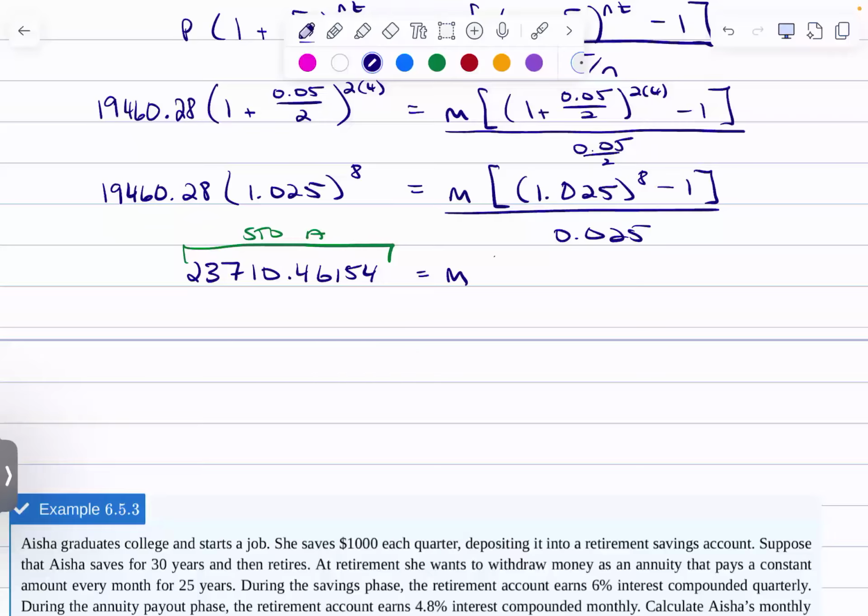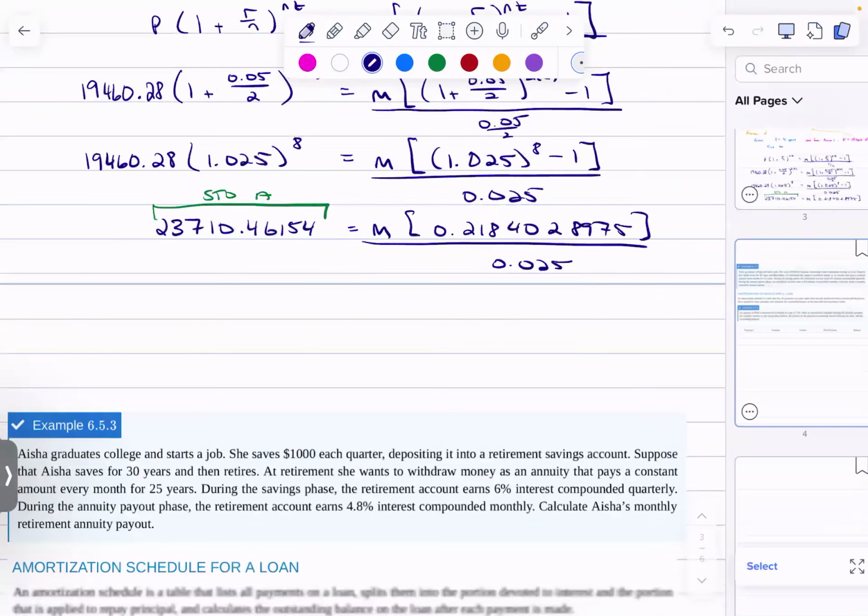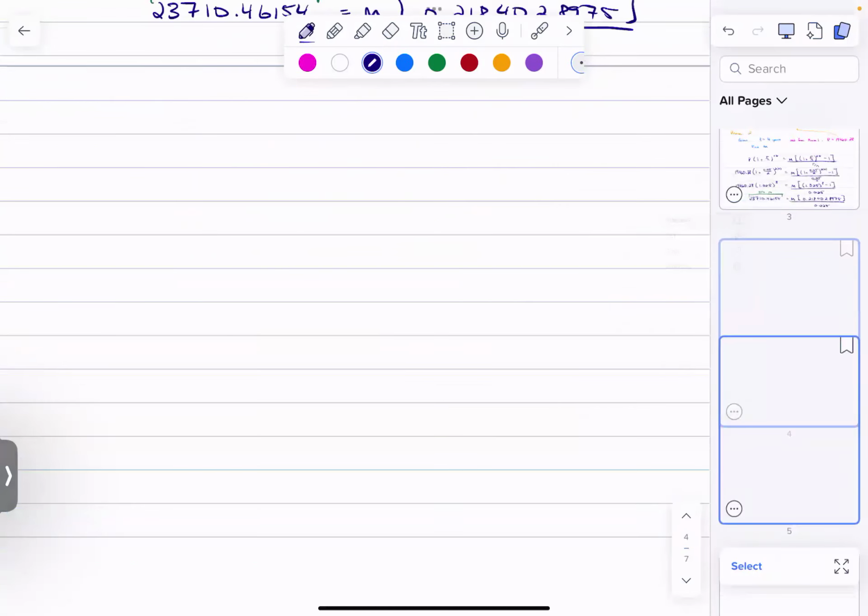And then I have M. 1.025 to the power of 8 minus 1 puts me at 0.218402897, divided by 0.025. I'll add a page here.